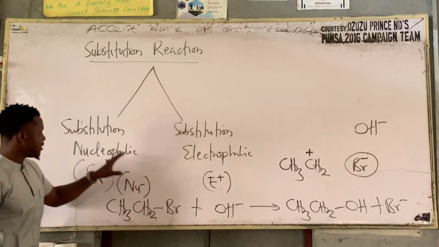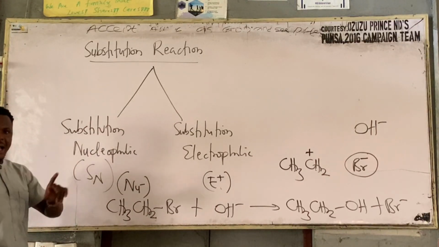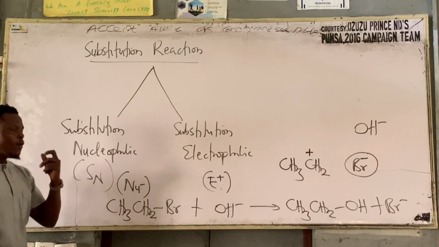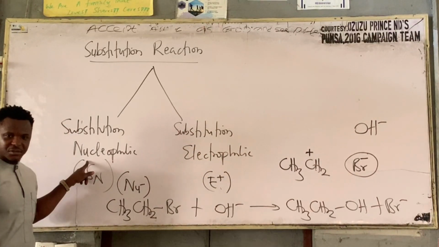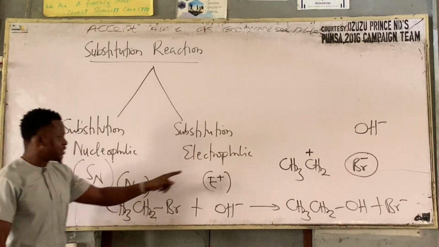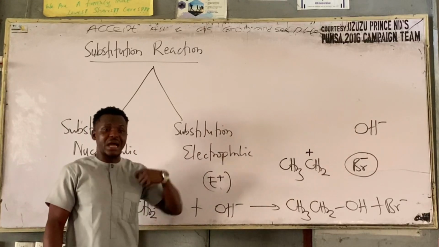So we're going to be focusing on the nucleophilic substitution. Why? Because we call it nucleophilic because what is replacing what is coming out is a nucleophile. Right? In electrophilic substitution, what is replacing what is coming out is a what?